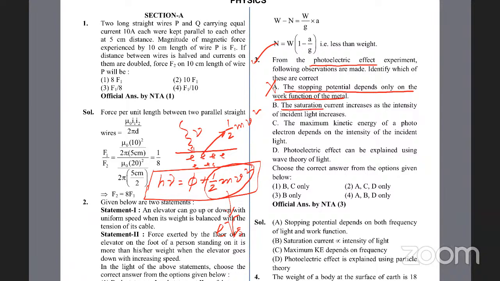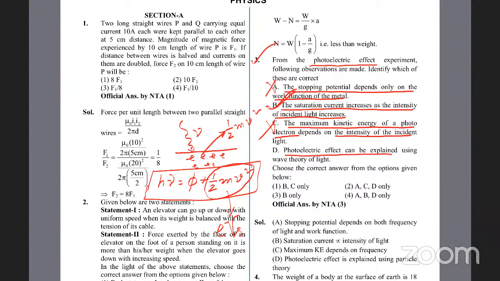The saturation current increases as the intensity of incident light increases. That means if more photons are incident, more photoelectrons are emitted. The number of photoelectrons emitted is the measure of current. So statement B is true. The third statement, that the maximum kinetic energy of photoelectrons depends on the intensity of incident light, is wrong. Maximum kinetic energy depends on the stopping potential, or on the incident frequency.